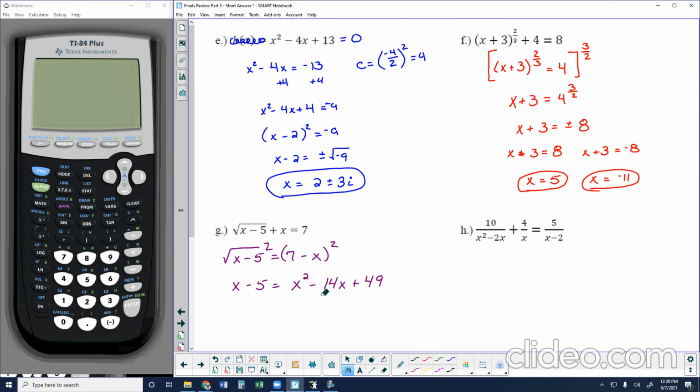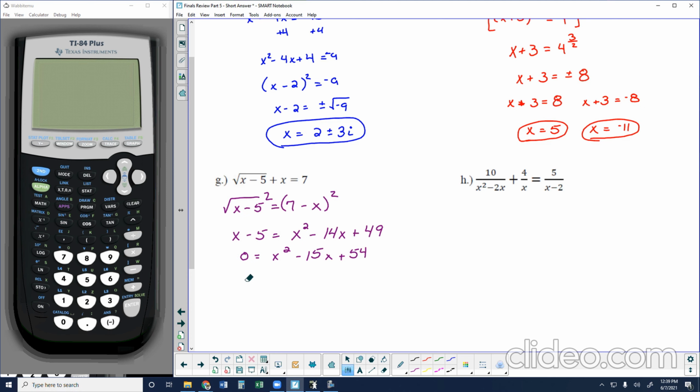So now I have a quadratic equation over here on the right that I want to solve, so I'm going to make sure that this is set equal to 0 by subtracting x. That would give me a negative 15x, and adding 5, which would give me 54. Now I have a quadratic equation that I want to solve. In this case, it's quick to factor. x minus 6 times x minus 9. And negative 6 times negative 9 is positive 54, and through distribution I would get negative 15x. x times x is x squared. So my two zeros from this are x equals 6 and x equals 9.